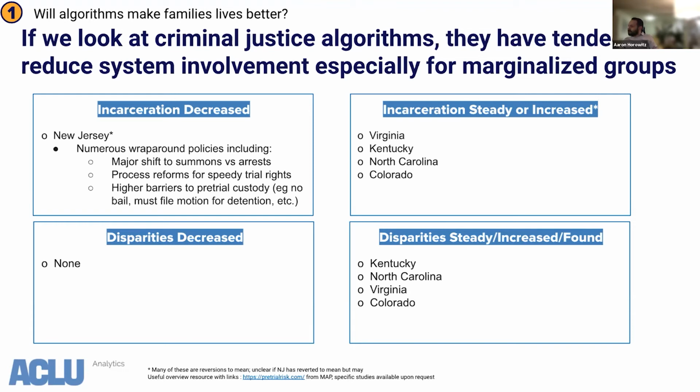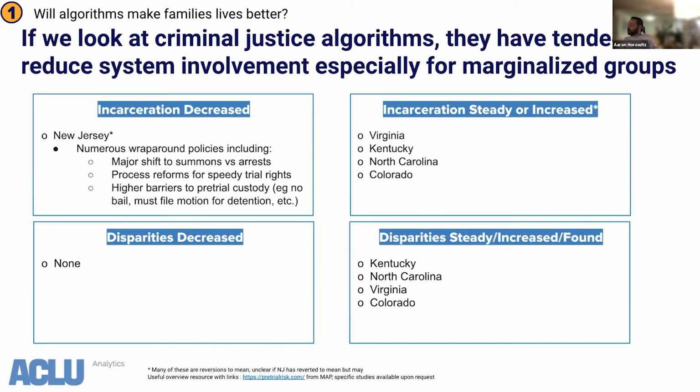In the pretrial space, the decision is whether or not to release people pretrial. And those tools, maybe 10 years ago, were sold as panaceas that would solve all the problems within those systems. But the reality has been quite different. To my knowledge, there's only one state in the country for which incarceration decreased as a result of, or related to, the use of these algorithms, and that was New Jersey, and I'll get back to that.